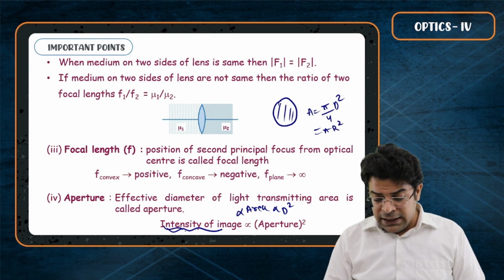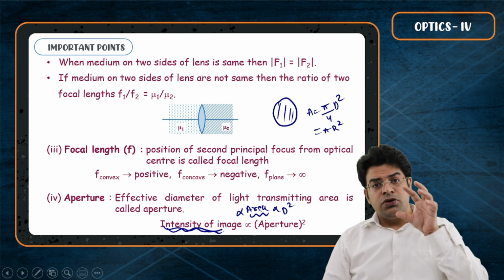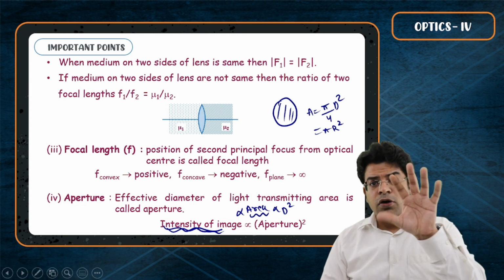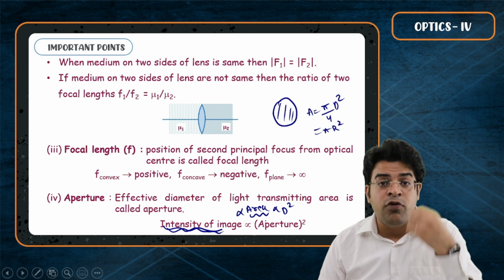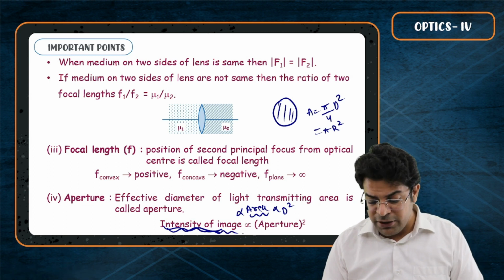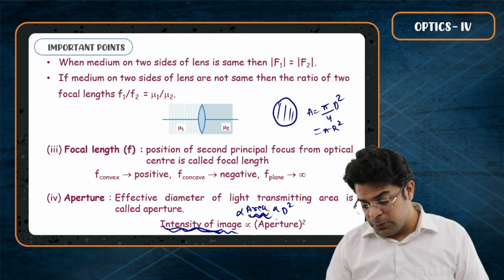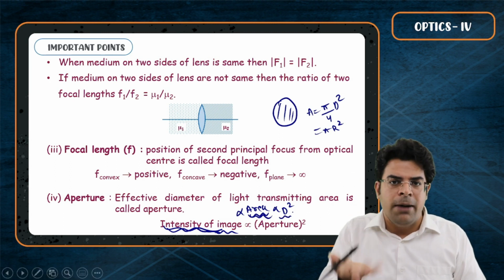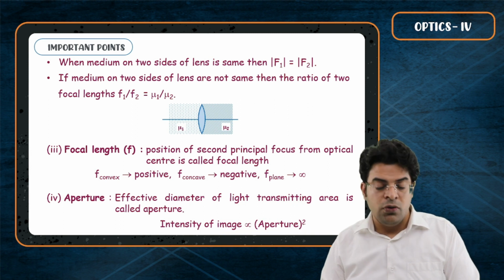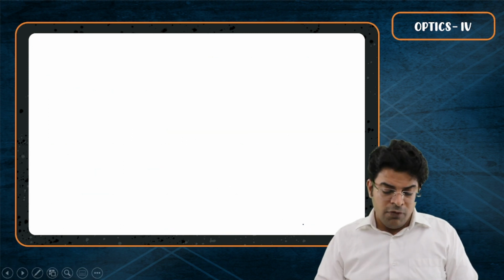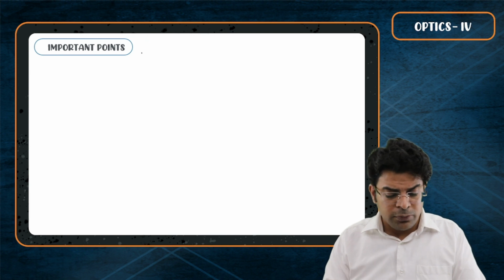As the intensity of image is directly proportional to the area, the greater the area, the more photons will enter, and the greater will be the energy of the light forming the image. So intensity of image is proportional to area, which is proportional to d square, and d is nothing but the aperture. So remember that intensity of image is proportional to aperture squared. Moving on to more important points.